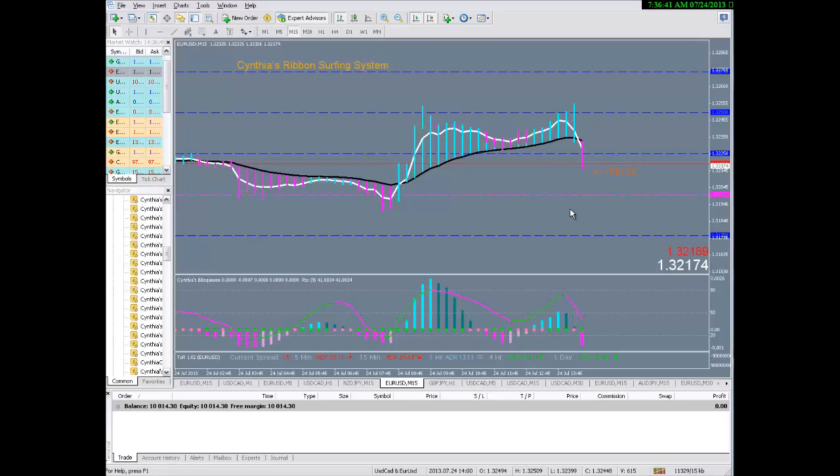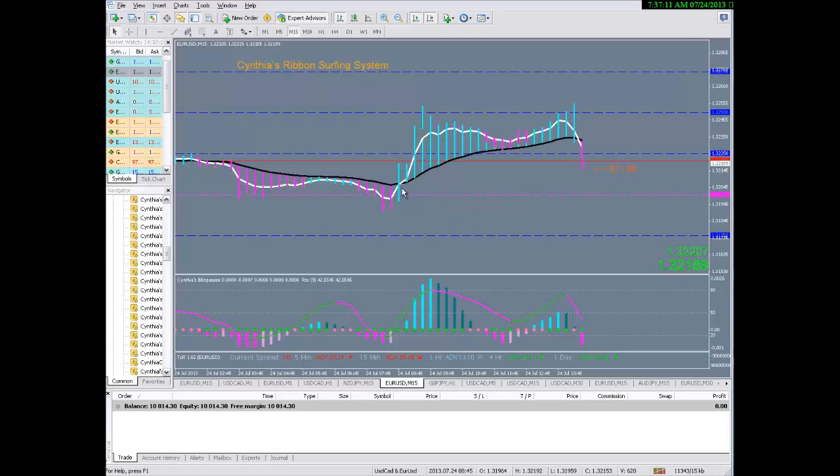And this is another color-coded trading system, which I like to trade with color because it makes it easy for the brain to process information, and at a glance you can know what you should be doing. So trading with color is the only way I trade, and I set up my trading systems according to color. So for the ribbon surfing system, you have aqua bars for going long and pink bars for going short.